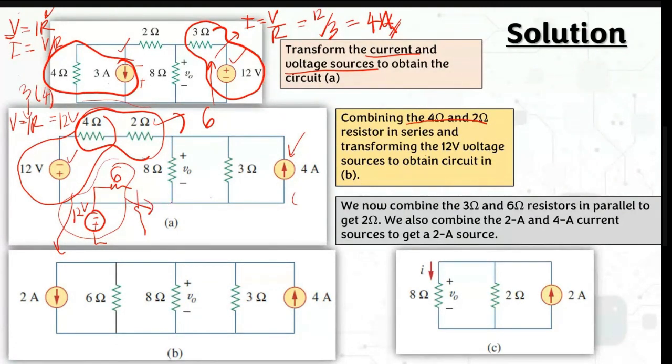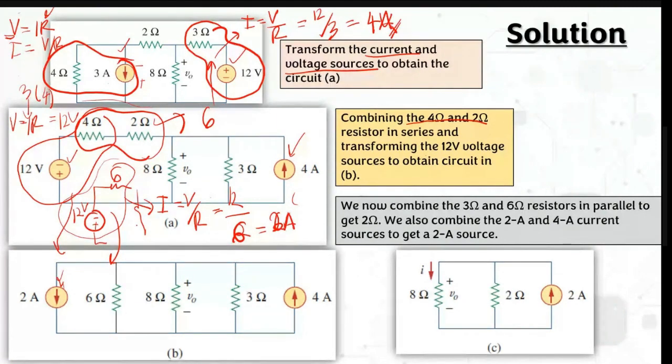All right, so for current source, you know that your current is equal to V over R. So you know your V is actually 12, and then your resistor is 2. So then you will have 6. So you have 2 ampere. That's why you will have here 2 ampere, and then it's going to be parallel with this 6 ohm resistor.